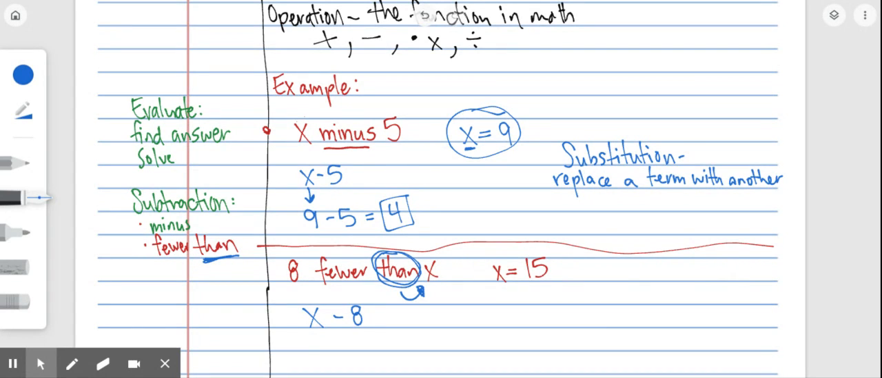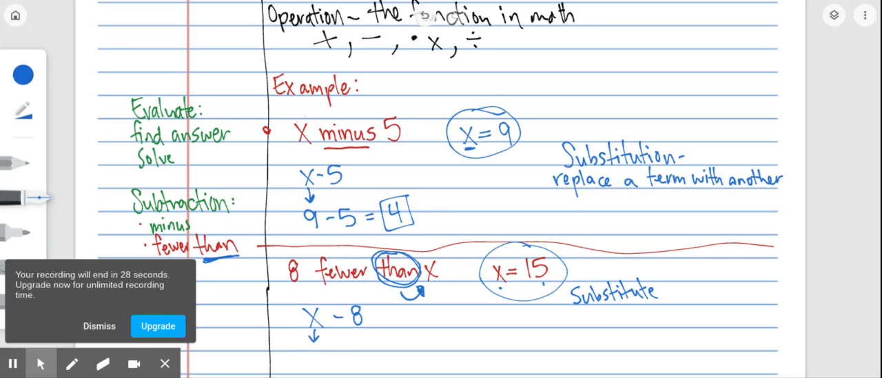Now that we've written our expression, we're going to use substitution again. Every time we see an x, we're going to put the number 15. So instead of an x, I'm going to write 15 minus 8. And 15 minus 8 is 15, 14, 13, 12, 11, 10, 9, 8, 7. 7 is the solution to 8 fewer than x when x equals 15. All right, in the next video we're going to do a few more with a few more words.